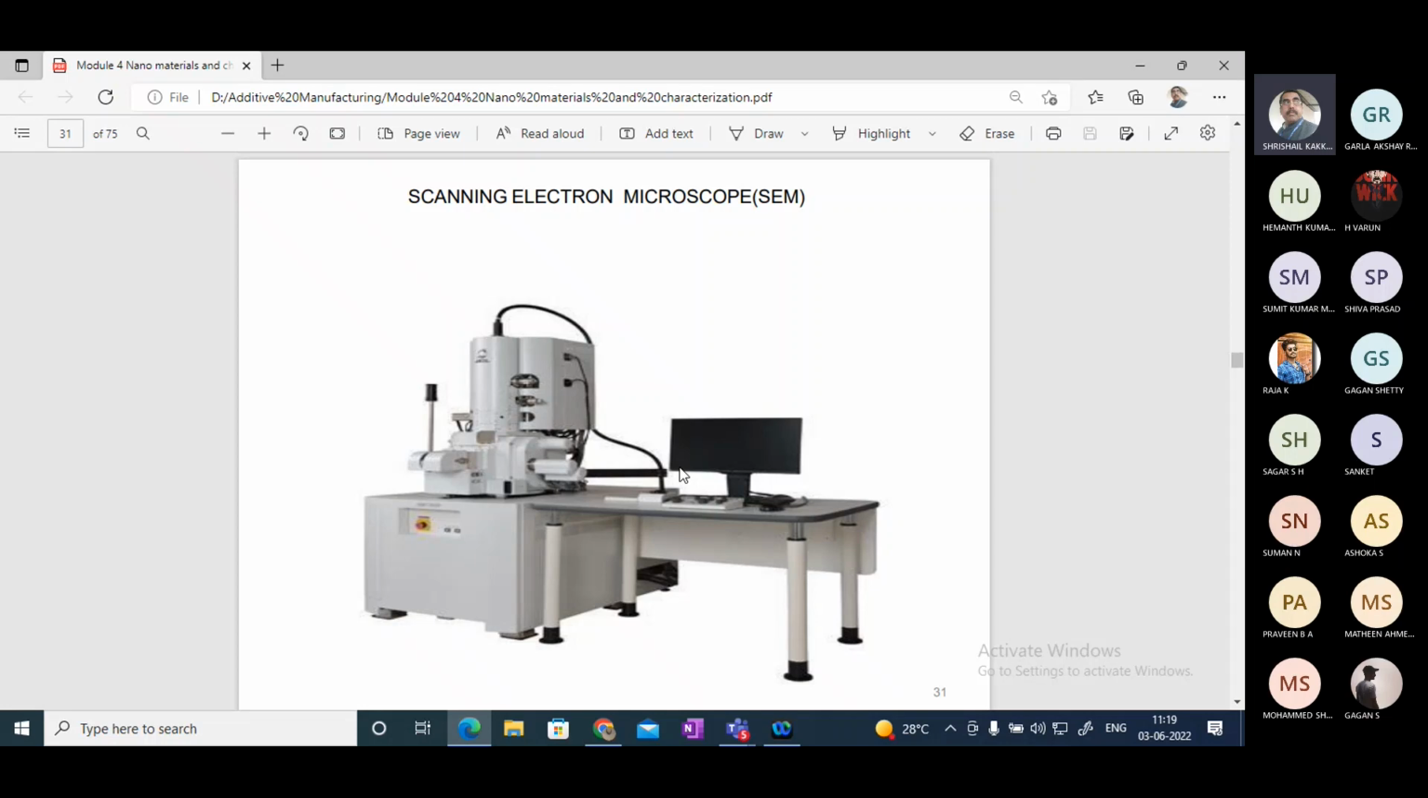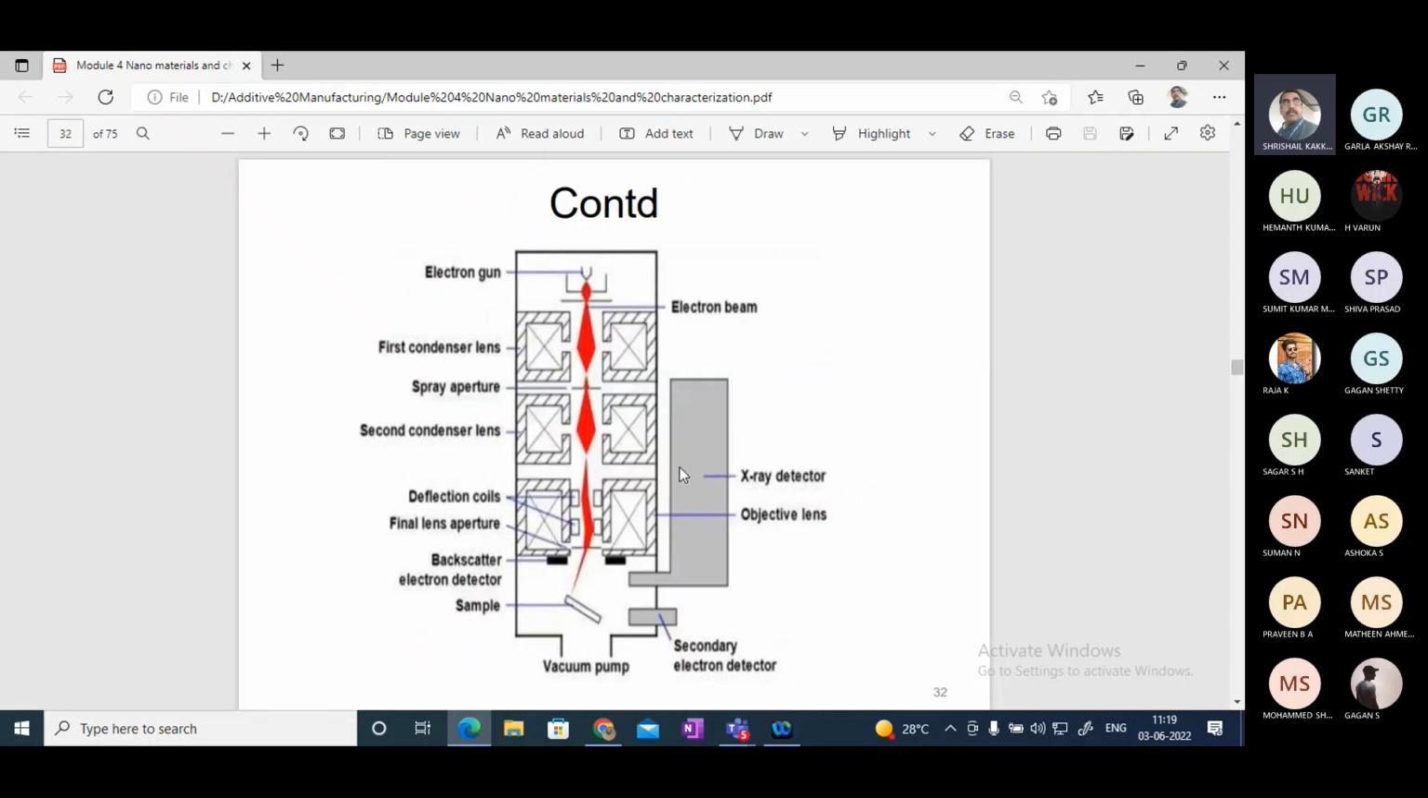The electrons, the scattered electrons after reflection, will be rearranged in such a way that they will show you the magnified image of the object. This is how the working principle of both the SEM and the TEM works. Those we can see later.